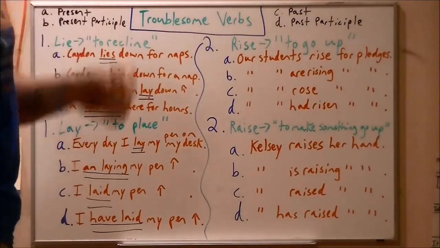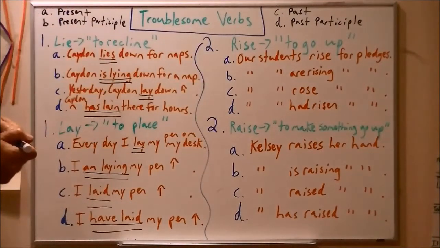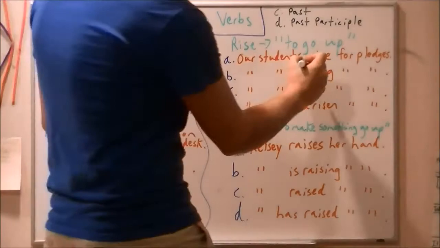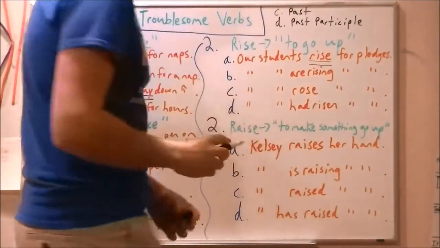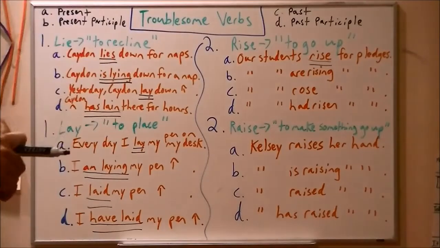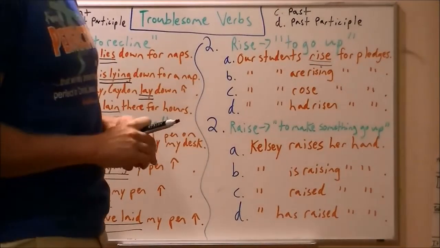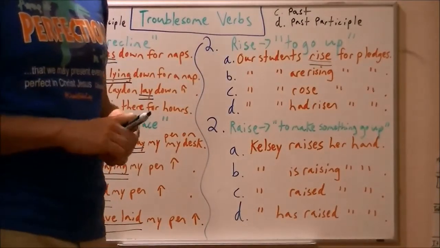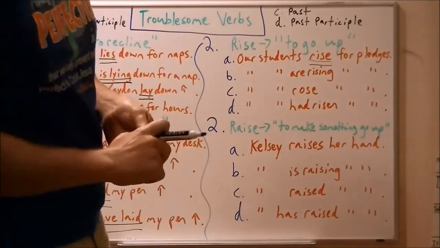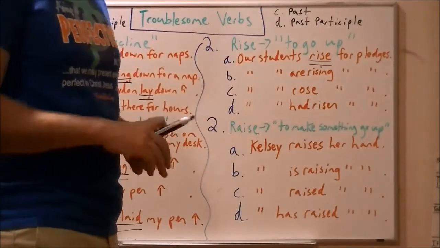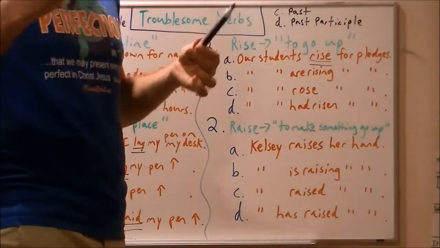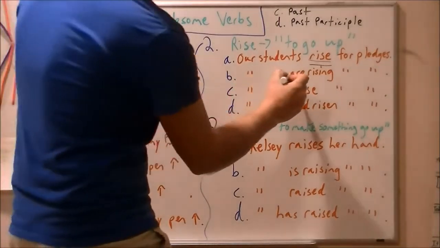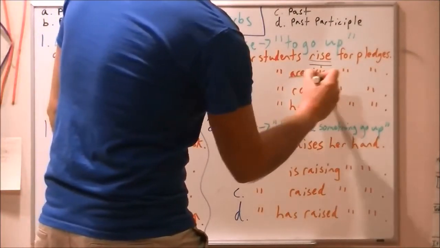Okay, so for the present tense of rise, which means the subject itself goes up, our students rise for pledges. They're very respectful kids, and they do that. Good job, guys. Who rises? Goes up. The subject. The subject is doing the action, okay? Not who in the sense after the verb, a direct object, but who as in the subject of the sentence. Our students rise. They themselves go up for pledges. Now the present participle would be our students are rising. Like right now, they're doing that.